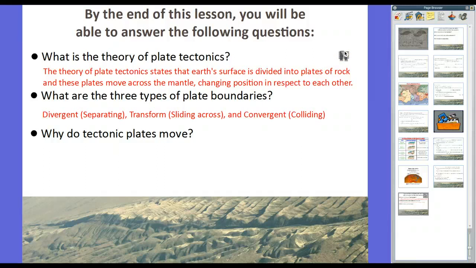There's a transform boundary sliding across, like right here, down here is the San Andreas Fault. That's the transform plate boundary. And then whenever they come together, that's a convergent plate boundary. So why do they move?